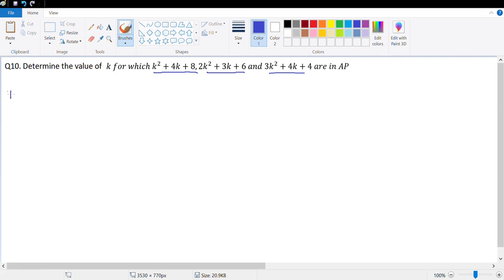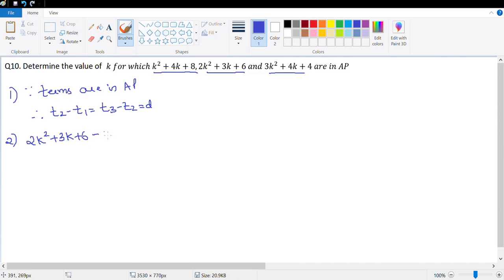So, since terms are in AP, therefore, common difference, which is T2 minus T1, will be equal to T3 minus T2, which is equal to D. Perfect. So let's put the values. (2k square plus 3k plus 6) minus (k square plus 4k plus 8) will be equal to T3, in this case (3k square plus 4k plus 4) minus (2k square plus 3k plus 6). That's correct. Let's open the brackets.